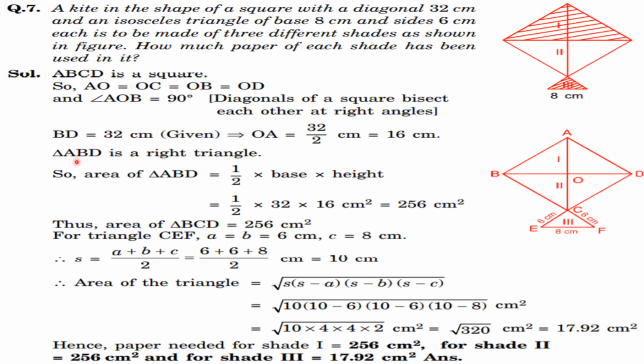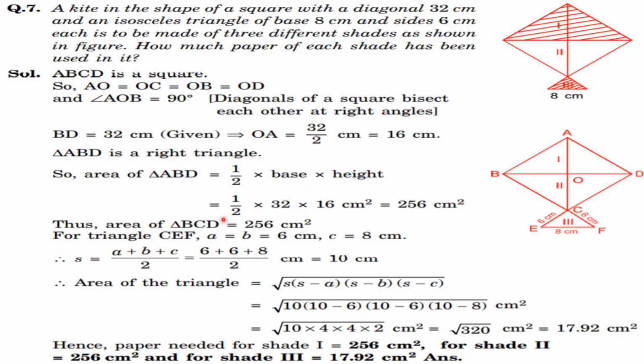Now let us come to the triangle ABD. ABD is a right triangle. So area of triangle ABD is equal to half into base into height. For a right angle triangle, you can use this formula for finding the area of the triangle.